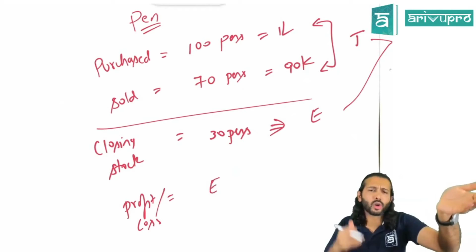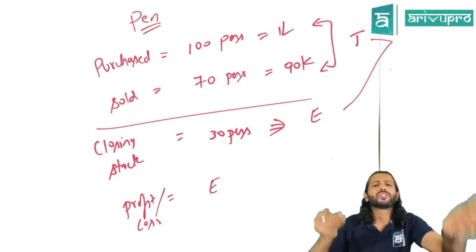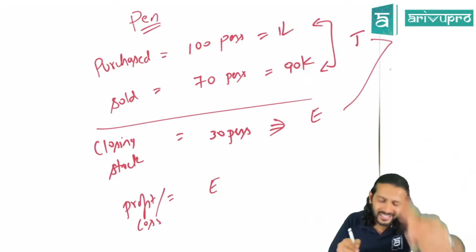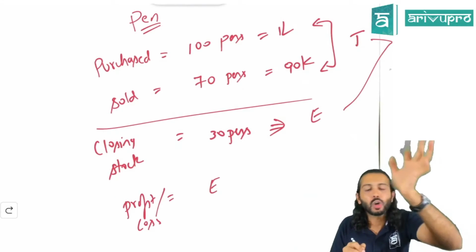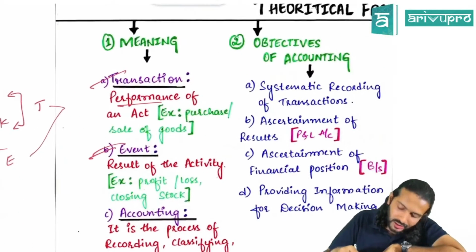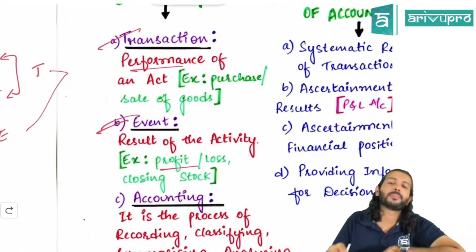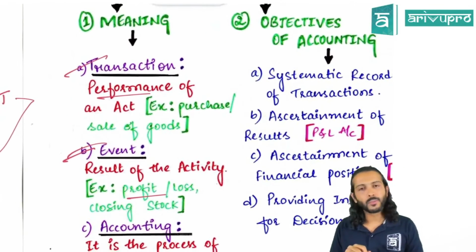I purchased the goods and I sold the goods, so that I'm getting a result. That result is nothing but profit or loss. That only we call an event. So another example for event is profit or loss. That's all. It's a funda. Okay.